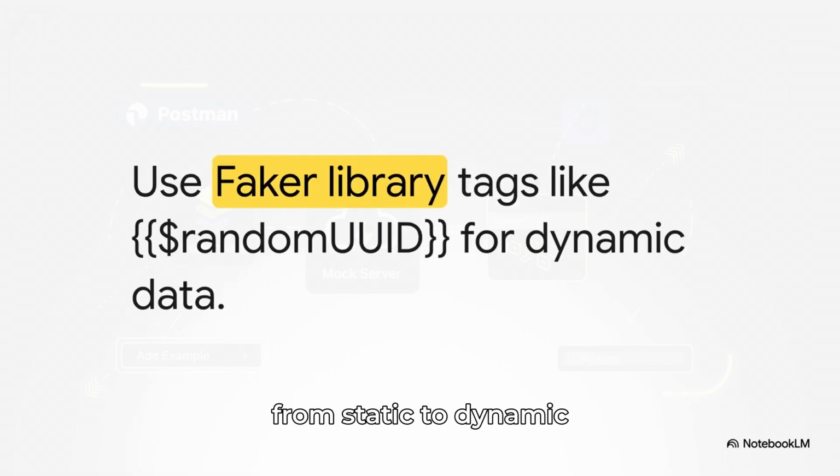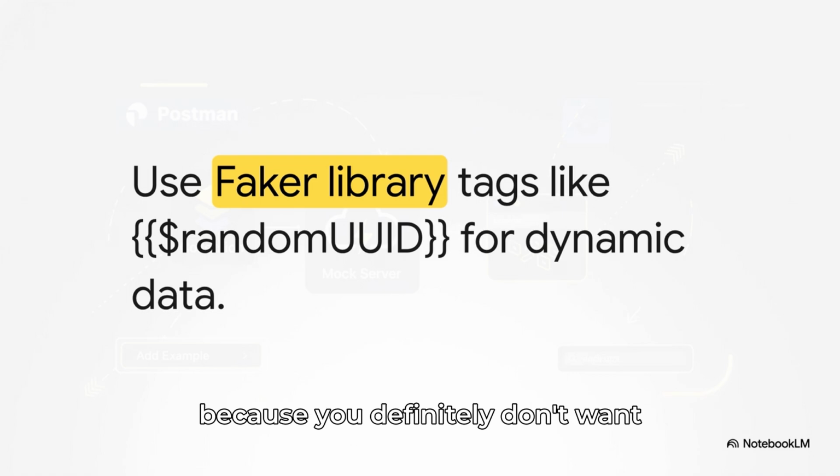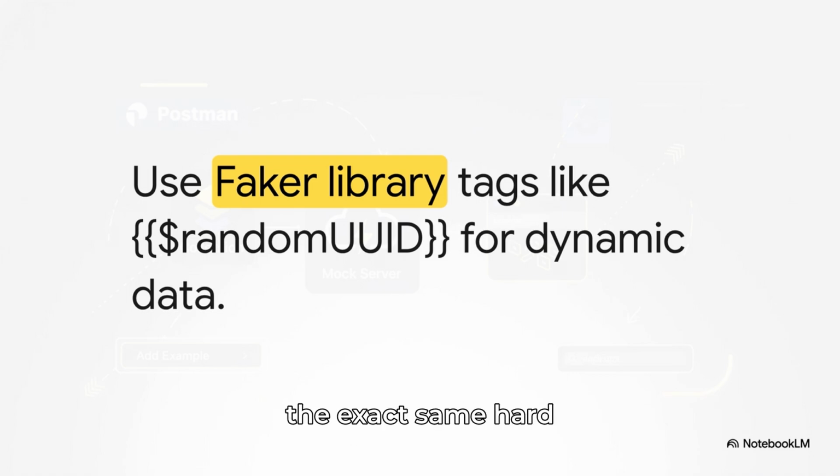Now let's take this from static to dynamic, because you definitely don't want your front-end testing the exact same hard-coded transaction ID over and over again. To make it perfectly realistic, use Postman's dynamic variables. These are powered by the Faker library, which is this awesome built-in tool for generating dummy data. Just type double curly braces and use tags like random UUID or random int. Postman will automatically generate a unique, random transaction ID every single time the mock endpoint gets hit.